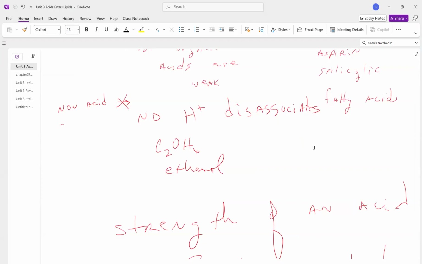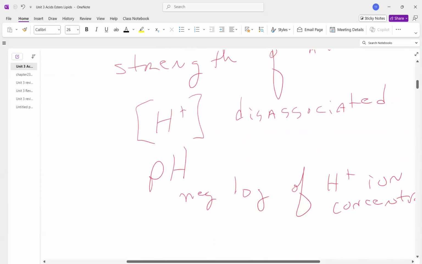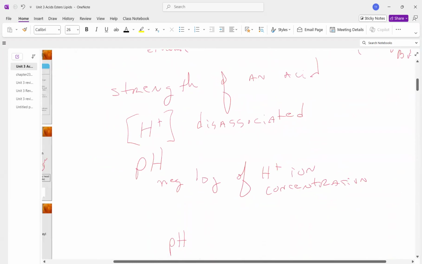Now, most of the carboxylic acids, the organic acids, are weak. Okay, and we use pH to measure how strong the acid is. The pH is the negative log of the hydrogen ion concentration. And log is a fancy word for exponent. So by definition, a pH of 7 is considered neutral.